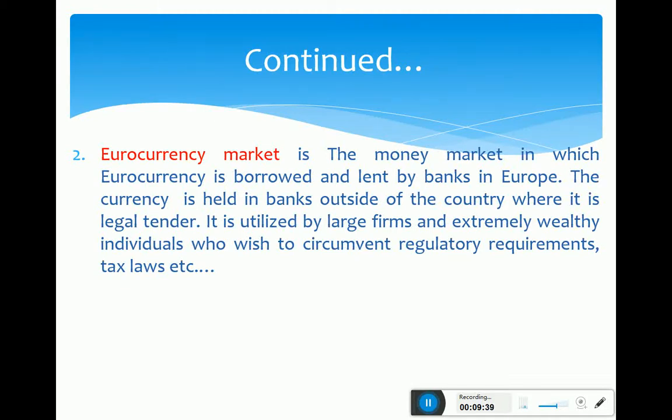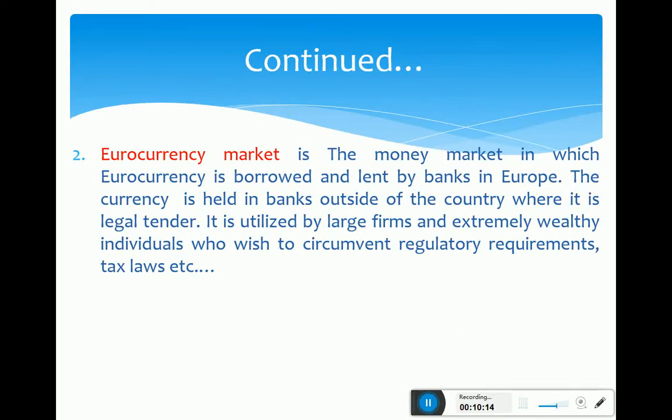It is also called the money market, in which euro currency is borrowed and lent by the banks in Europe. So this market is basically in the European territory. In this market, European banks borrow euro currency and lend euro currency. The currency is held in banks outside of the country where it is legal tender. For example, dollar is legal tender in the United States. It is kept outside that, within Europe.